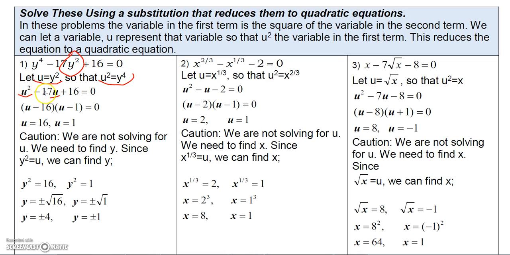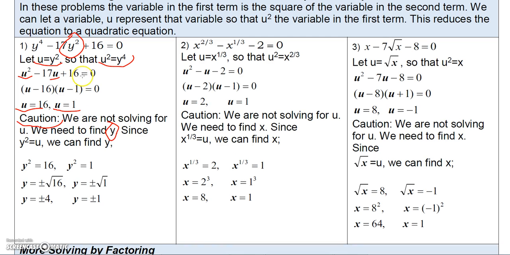Now this quadratic equation, u squared minus 17u plus 16 equals 0, factors into u minus 16, u minus 1, and if you solve that, you get u equals 16 or u equals 1. But let me caution you, remember, we're not actually trying to solve for u, we want to solve for y. So that's where we go back to our substitution. Remember that u is equal to y squared.